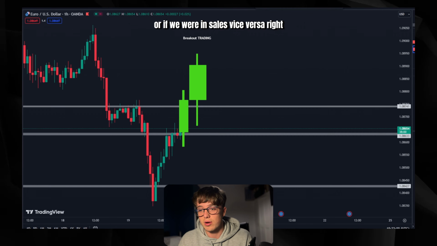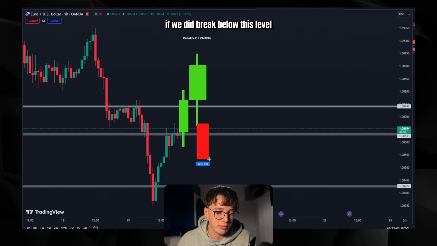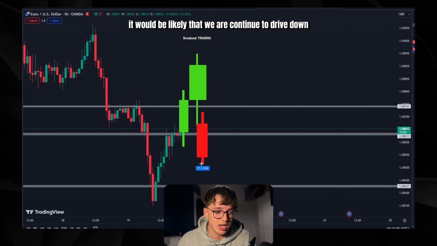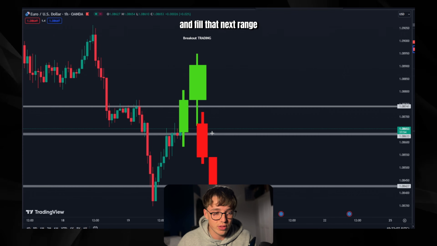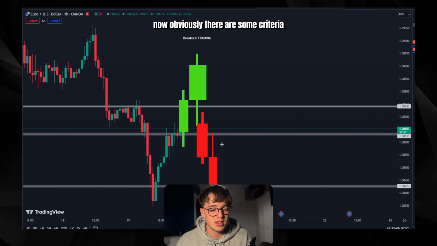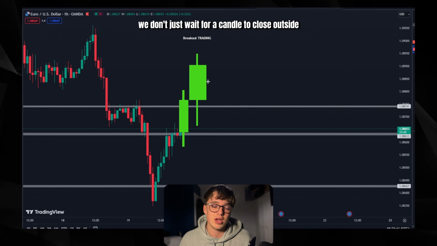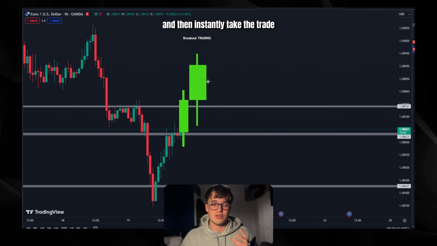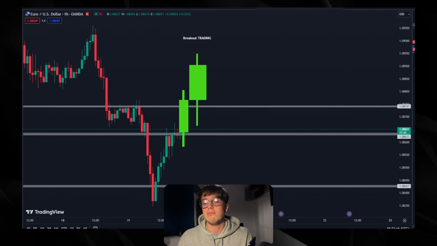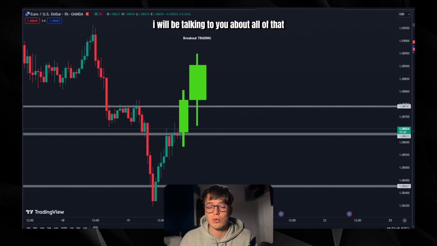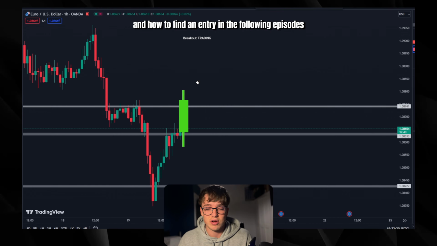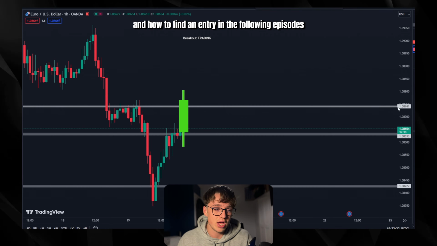Or if we were in sales, vice versa, right? If we did break below this level, it would be likely that we continue to drive down and fill that next range. Now obviously there are some criteria. We don't just wait for a candle to close outside and then instantly take the trade. That is a little bit too simple, but don't worry, I will be talking to you about all of that and the entry criteria and how to find an entry in the following episodes.